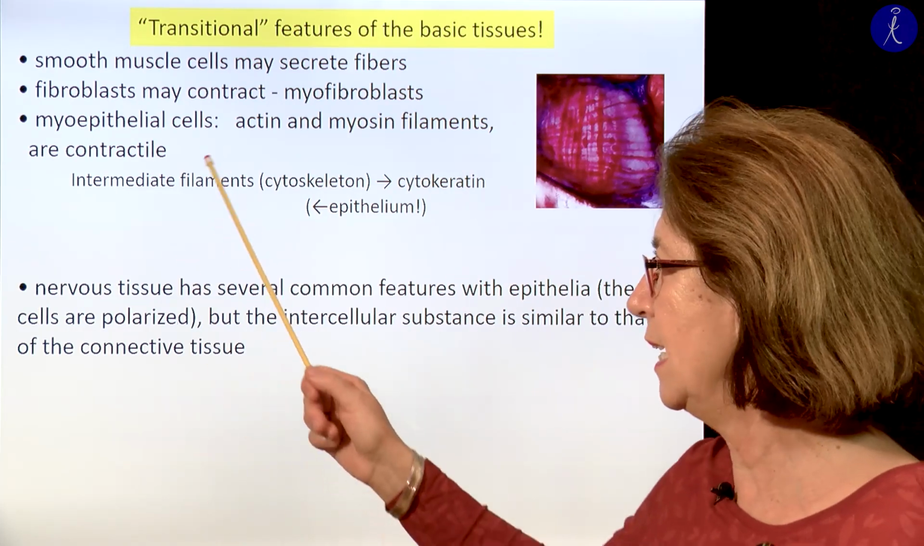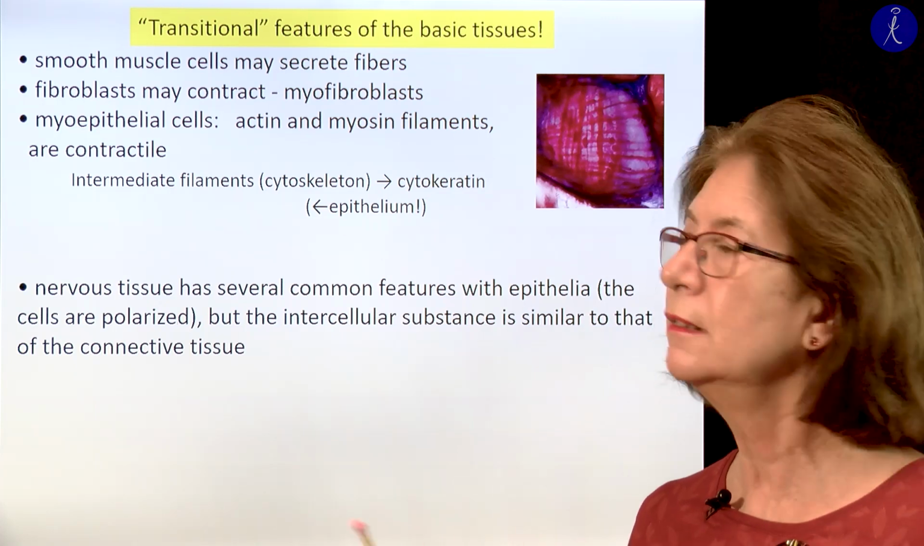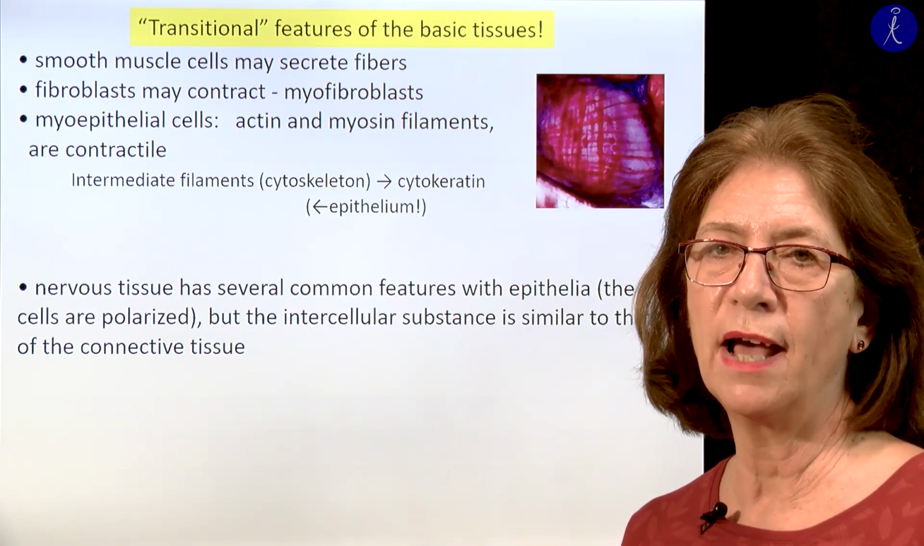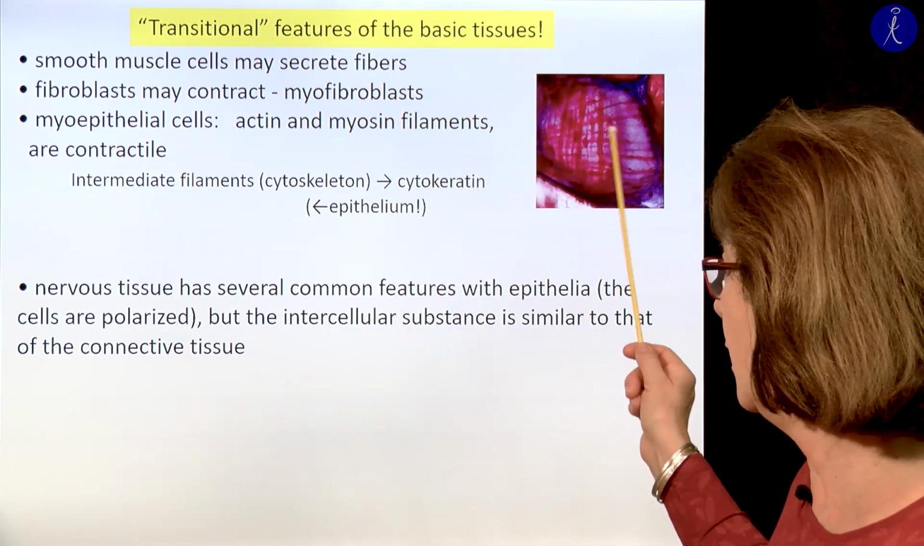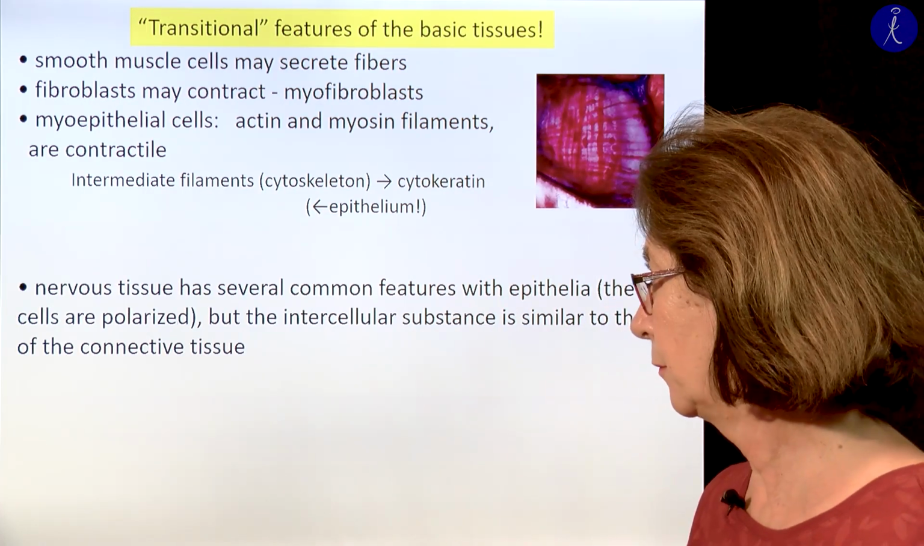Or in the case of glands, around the secretory cells of a gland, you may have so-called myoepithelial cells. These also have actin and myosin filaments, and they may contract. Here you, for example, see a cage of these myoepithelial cells around a gland in the skin.